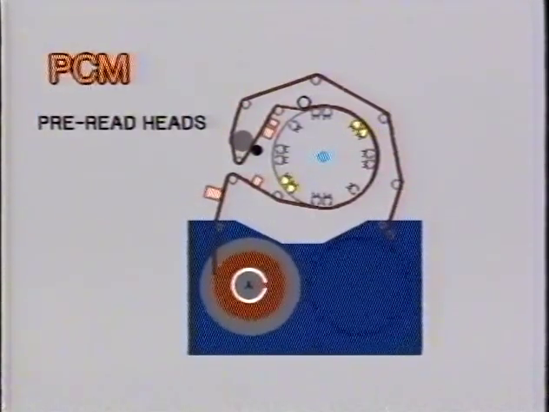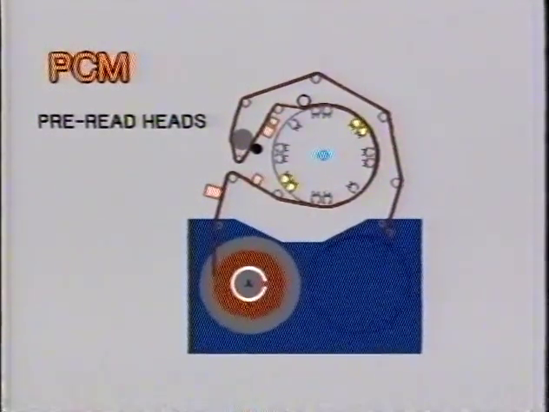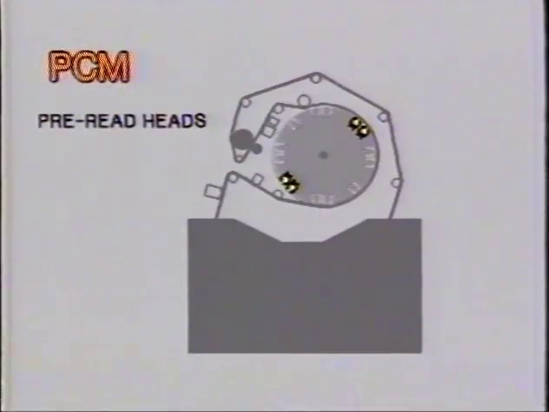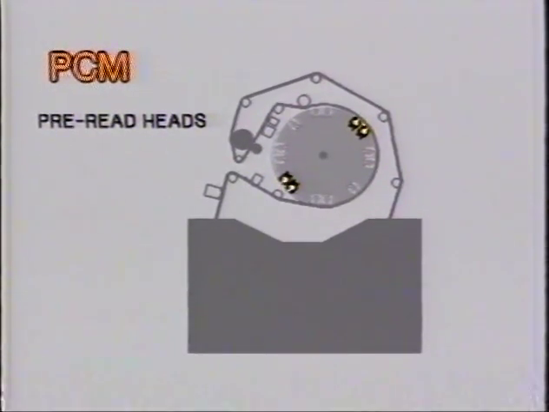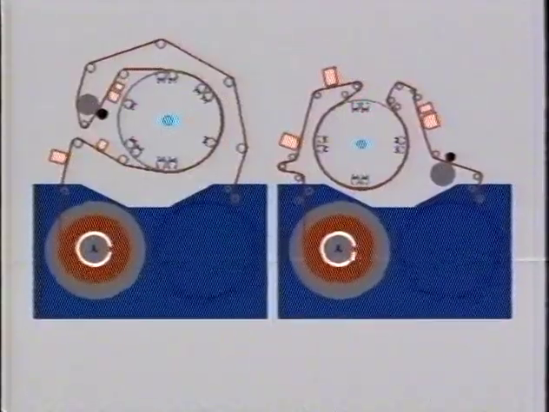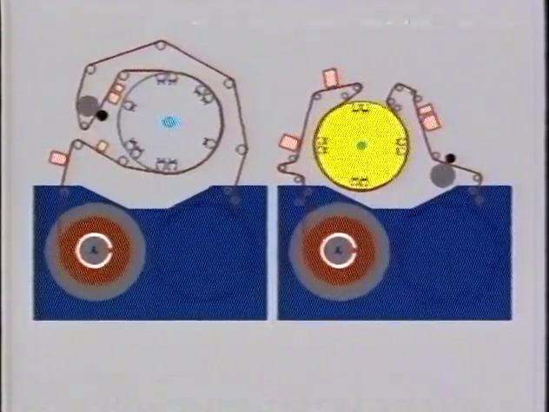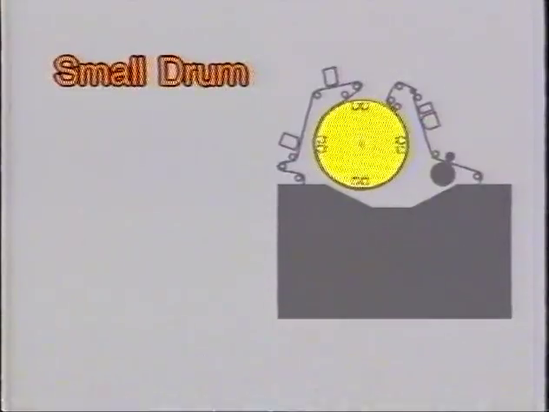Looking at a head drum capable of PCM sound, we can see some additional heads. These are for pre-reading the PCM, to give an advance of 2 fields. This allows for the delay taken to process the PCM audio. You may have noticed that this head drum, which is used for camcorders, is smaller.